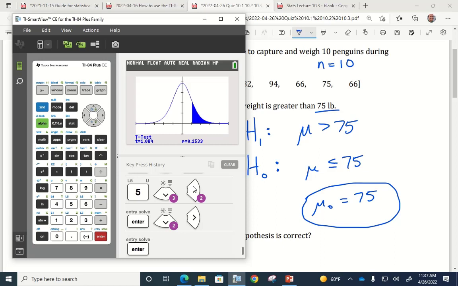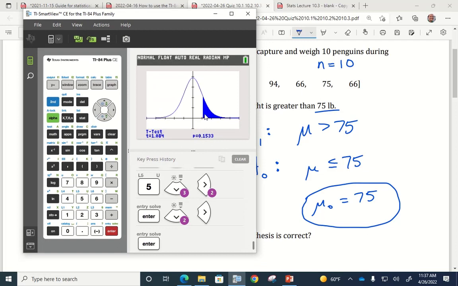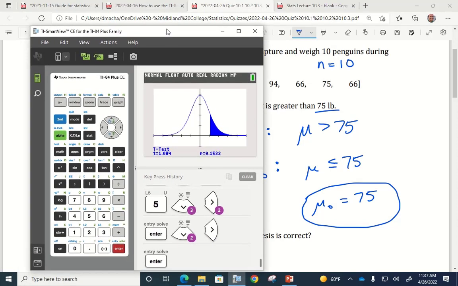So this picture that your calculator shows, the very center with the y-axis, that represents 75. And we know that our sample mean we calculated was 78.9. So where the shaded blue region starts, that's 78.9. And this curve represents the probability density of our t distribution. And what it's trying to show you is if your null hypothesis were true, this would be the distribution of your sample mean.